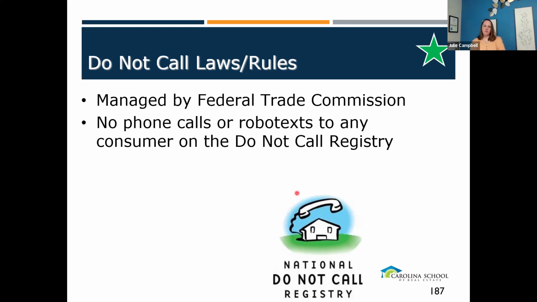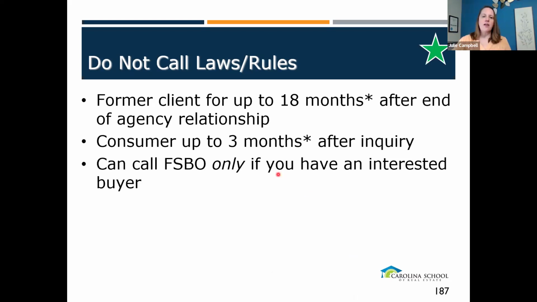Now with this, there are a couple exceptions. If you're calling a former client, that former client's on the Do Not Call, but because you had a previous relationship, I can call them for up to 18 months after our relationship ended, or until they tell me to stop calling. That's what that asterisk means. If they tell me to stop calling, I've got to honor their request. It's not like I can say, we're still within our 18 months. So if you have a former client that's on the Do Not Call, I can call them for up to 18 months or until they tell me to stop calling.